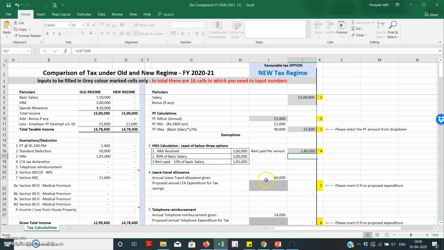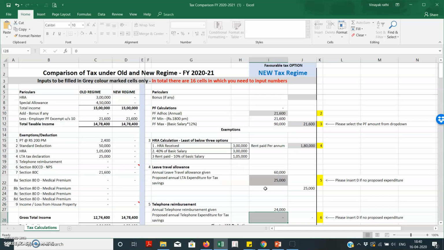Leave travel allowance. If you're planning to take leave during the year, the proposed leave travel expenditure needs to be put here. In our example, it may be 25,000, which may be air ticket, rail ticket, or road ticket. Also note that leave travel allowance can be claimed twice in a block of 4 years. Currently, the block is calendar year 2018 to calendar year 2021.